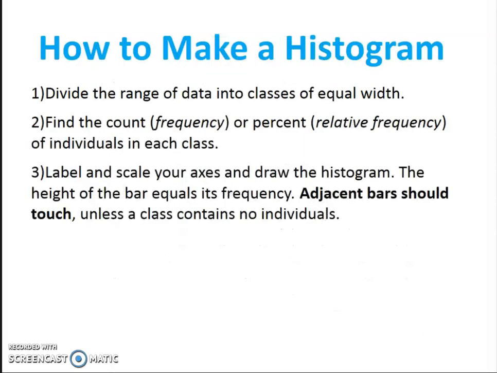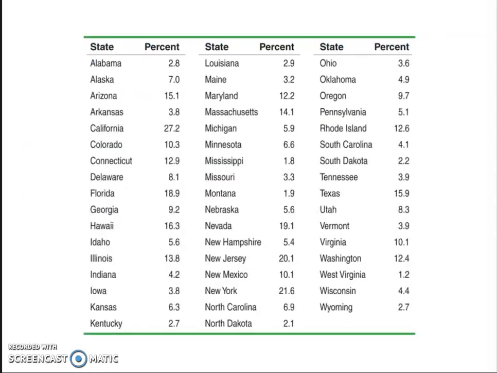First thing we need to do: divide it into equal classes. So you have to notice where your maximum is and where your minimum is. You scan through your data values, and it looks as though 1.2 for West Virginia is the lowest percentage, and California seems to be your highest percentage at 27.2. So as long as you make classes that go from at least 1.2 to at least 27.2, you're good to go.